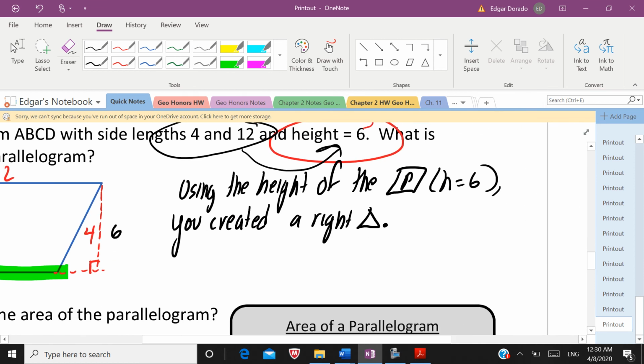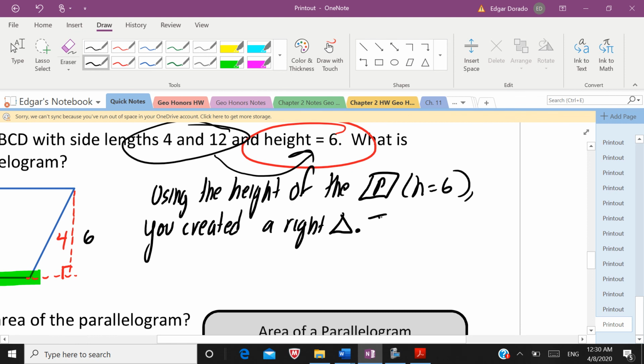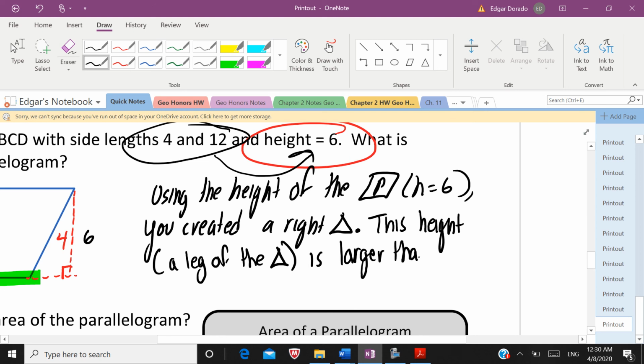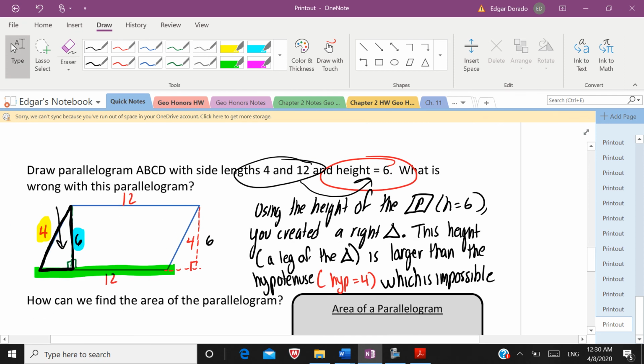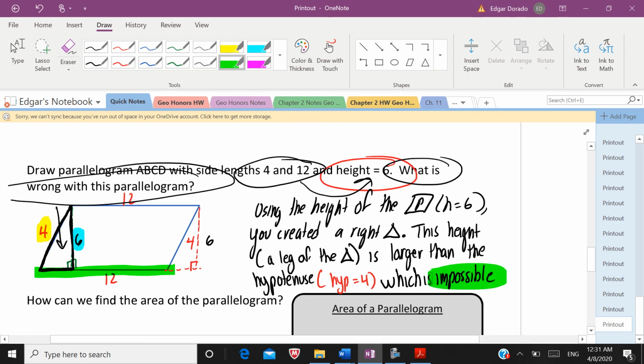Now I'm going to use that triangle to come up with some sort of contradiction here. This height of 6, which is actually a leg of the triangle, is larger than the hypotenuse of the triangle, which in this case was 4, which is impossible. And that is why we can answer this question. What is wrong with this parallelogram? Well, what's wrong with it is this. It's impossible. You can't have those dimensions on a parallelogram, guys.